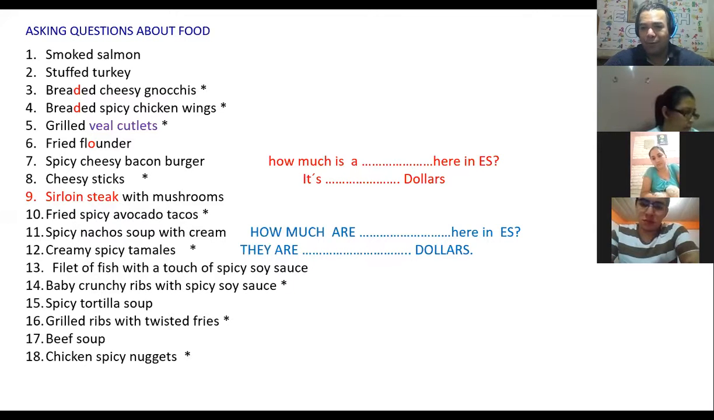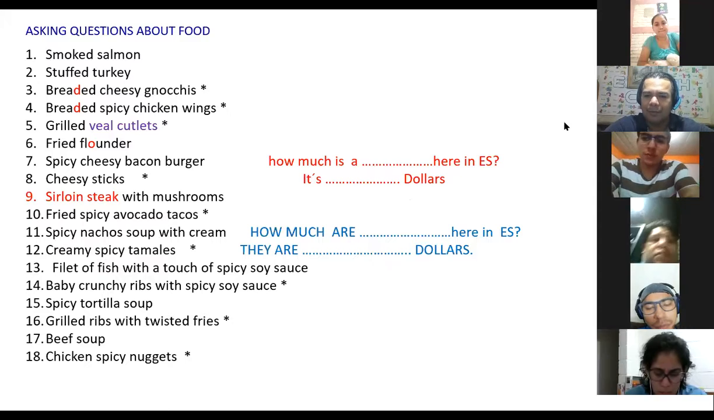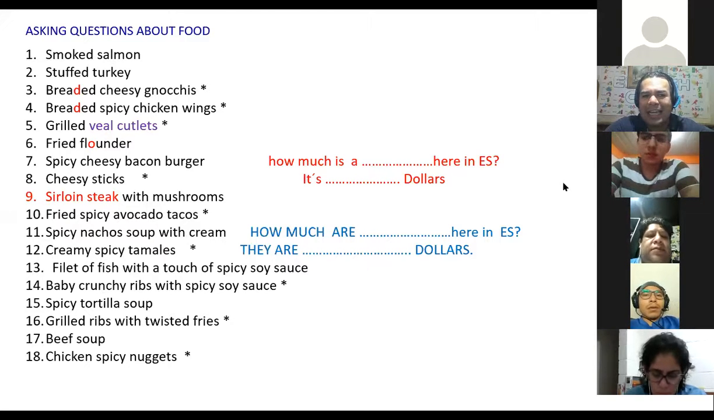So those food expressions are in plural, and the ones that don't have an asterisk are in singular. Okay? All right. So here goes the question. If the food expression is in singular, I'm gonna use how much is. If the food expression is in plural, I'm gonna use how much are. So let's do this. Harold. Hello. Okay. Harold, how much is spicy nacho soup with cream here in El Salvador?